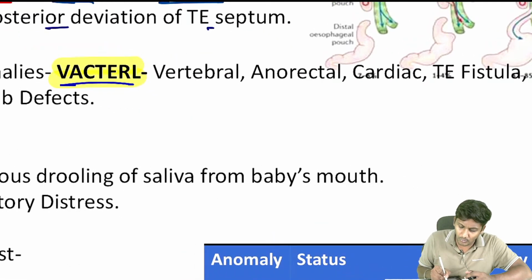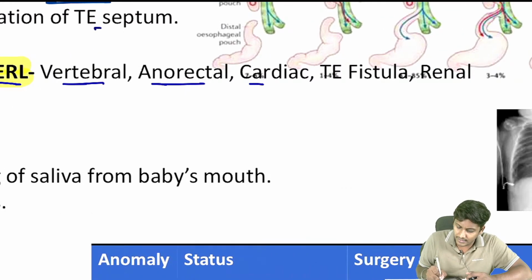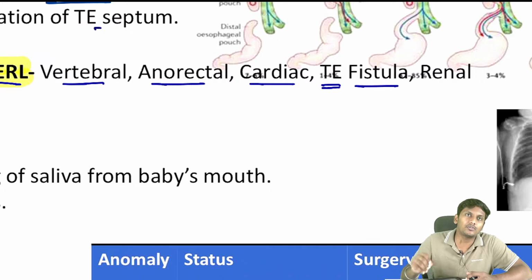So V goes for vertebral defects. You have to remember V goes for the vertebral defects. Then A goes for the anorectal defects, so the anorectal malformation. The anus or the rectum of the child is not properly formed. Then C goes for the cardiac defects. TE goes for the tracheoesophageal fistula.